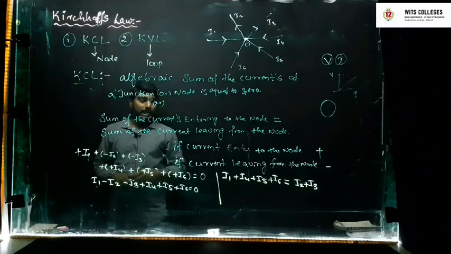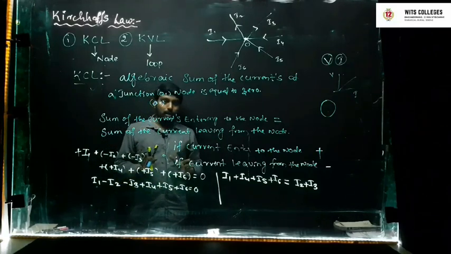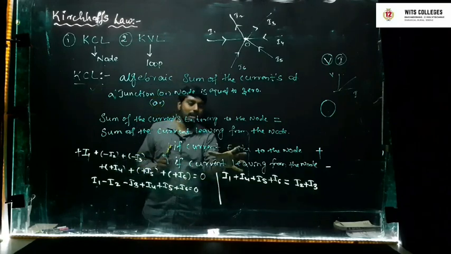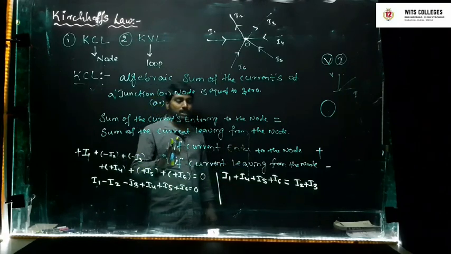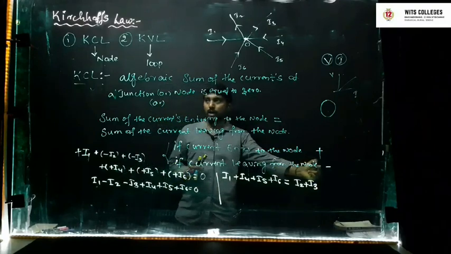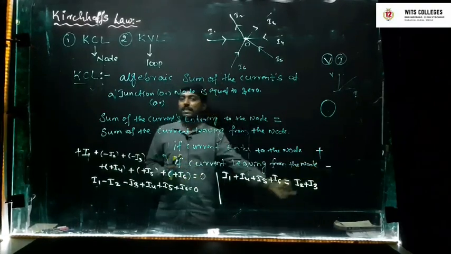This is the KCL. The main important key points in KCL: one is the definitions, next one is the sign convention. Sign convention is very, very important. Enter is plus, leave is minus. This is the explanation for the Kirchhoff current law.